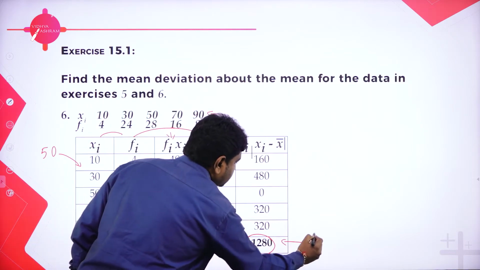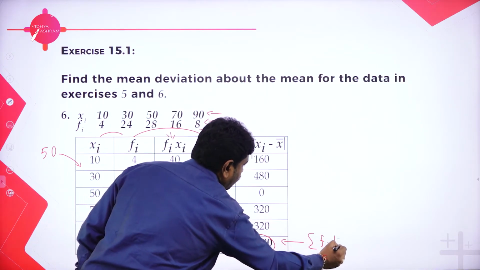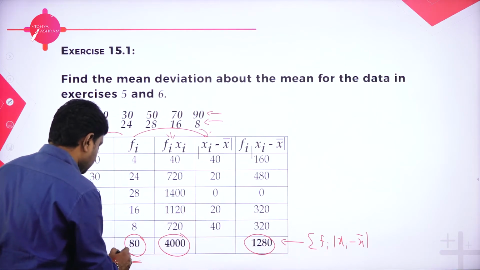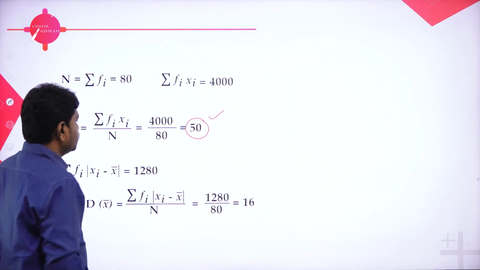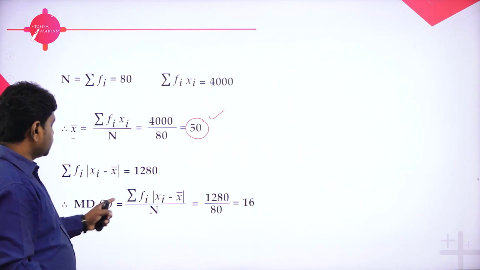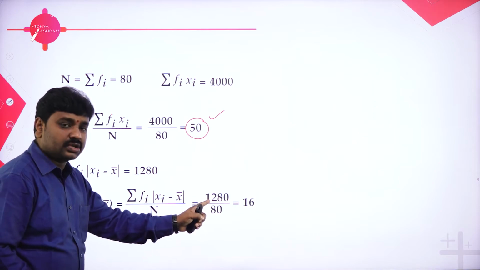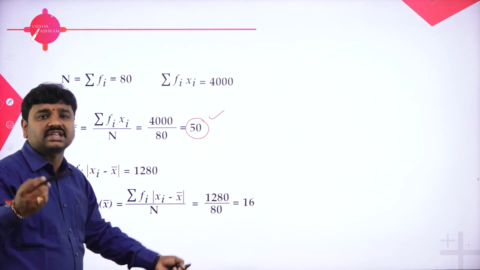What is this entry called as? Summation of Fi into modulus of xi minus x bar, and you have n. This is n. So, once you know n and this, use the formula. What is mean deviation? Sigma Fi into modulus of xi minus x bar by n, that is 1280 divided by 80, that will give you 16. That's it.